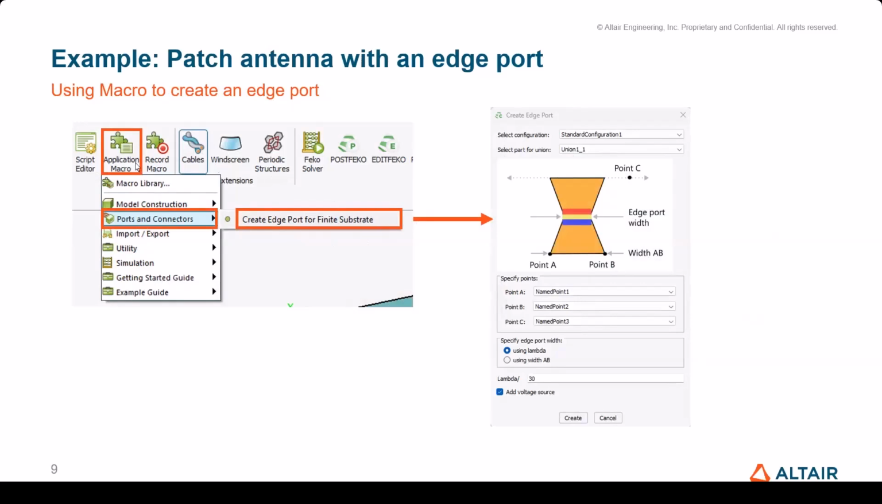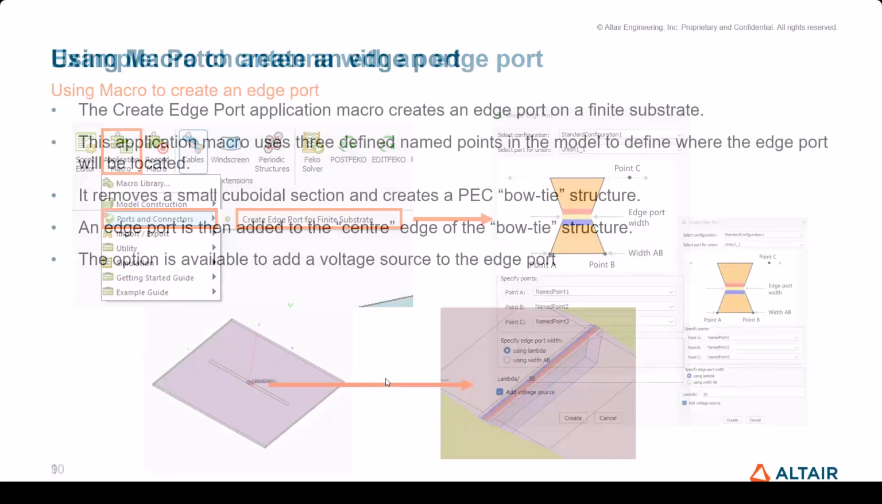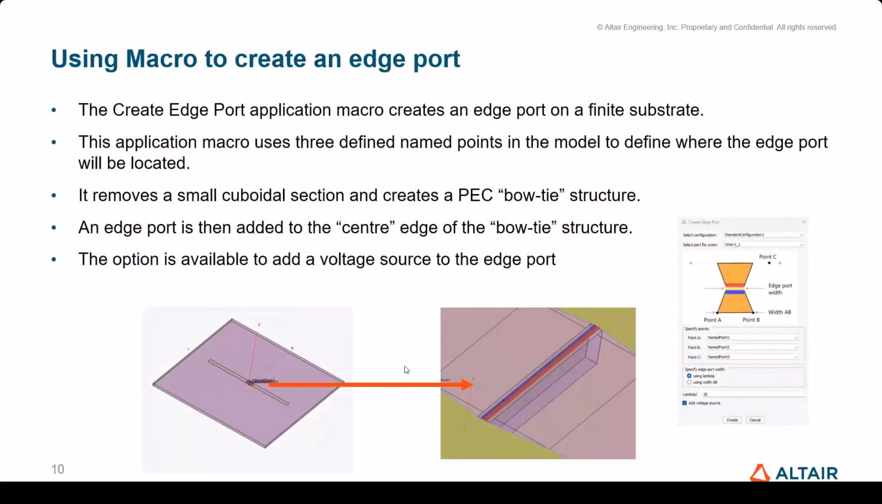So when we go to application macro, you can go to ports and connectors. In ports and connectors, you can find this macro that says create edge port for finite substrate. And this is what the macro actually looks like. For this macro to work, you would have to specify three different points, your point A, point B, and point C. This figure clearly shows what point A, point B, and point C should look like. What this particular macro will do is create an edge port on a finite substrate.